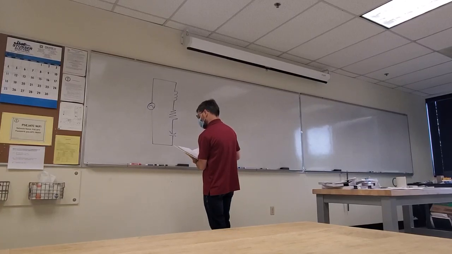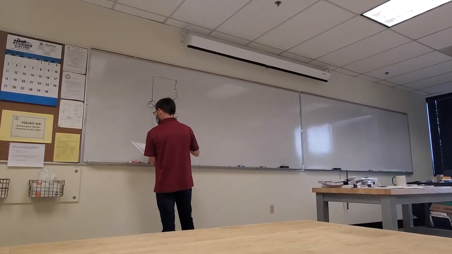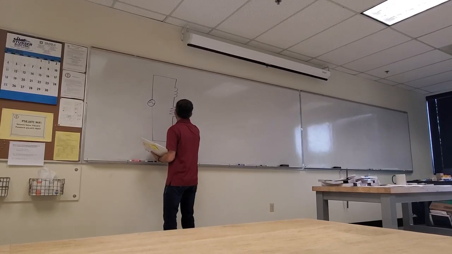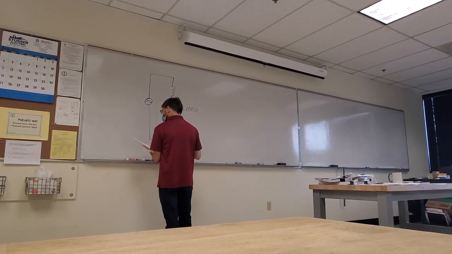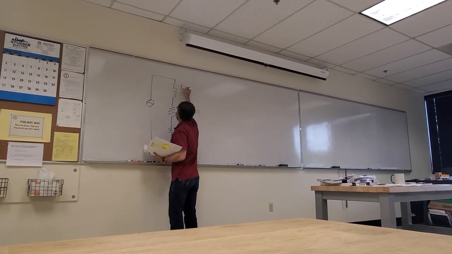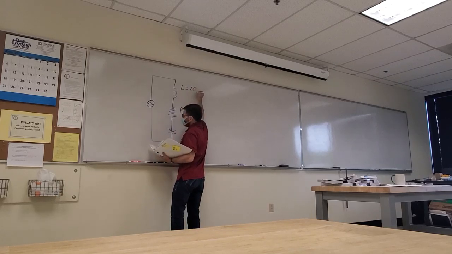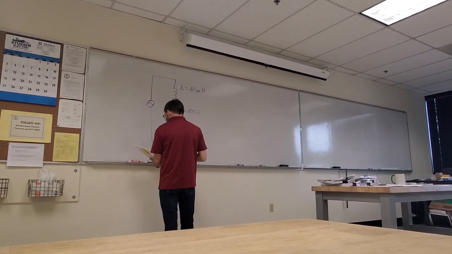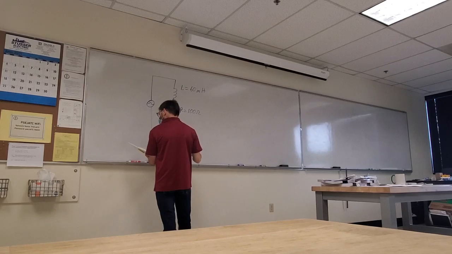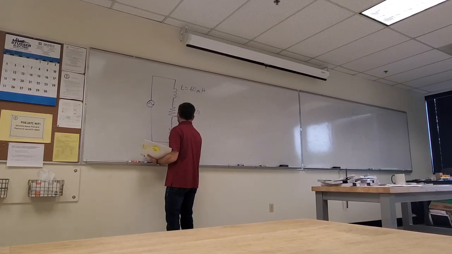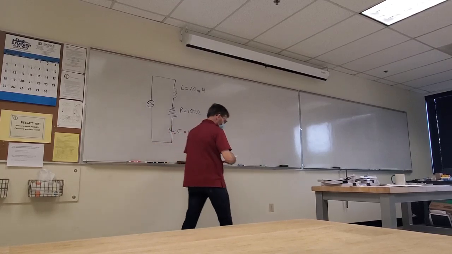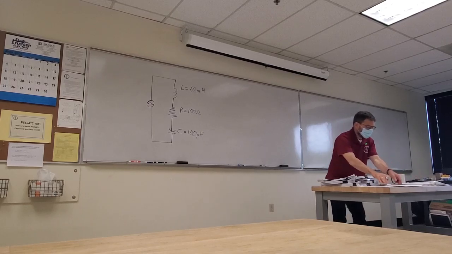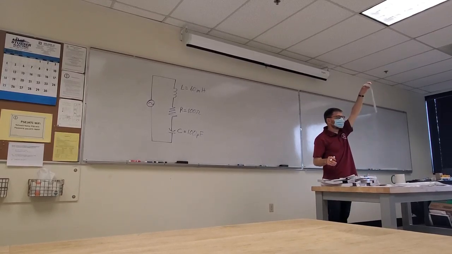Out of here. And it basically says I've got a resistor, R equals 100 ohms. I've got an inductor, L equals 60 millihenries, right? This is just the formula out of number 6 on AC theory, level 4, lesson 1. And your capacitor, the capacitance, is 100 picofarads.